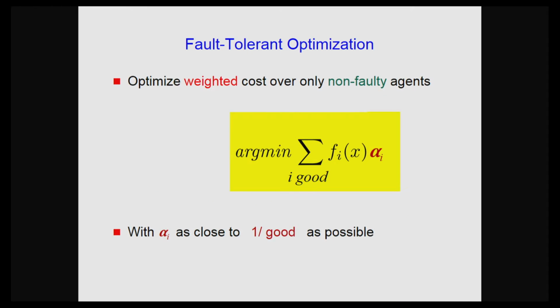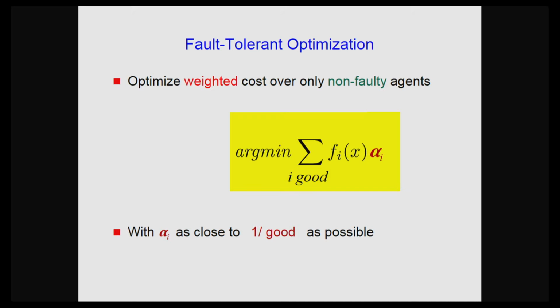So I'm not going to optimize that function at all, because that's impossible. I'm going to optimize a weighted sum of the good guys, where the weights are alpha_i for client agent i. Again, I don't know who is good and who is bad. And ideally, I want that weight alpha_i to be equal to 1 over the number of good guys. Right? There are 10 people.